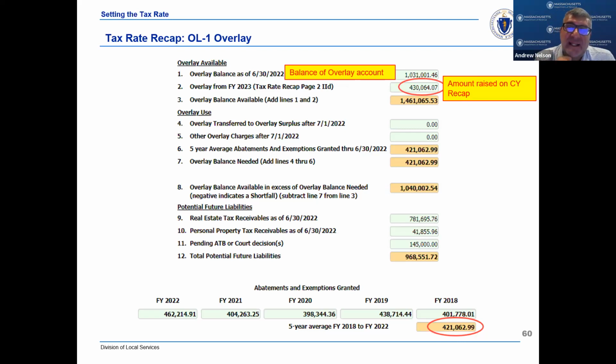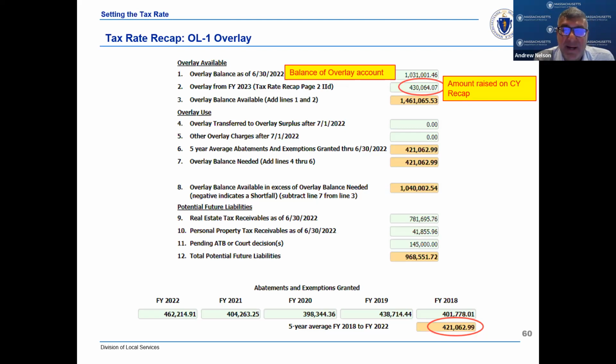So then we have, like I said, $1,461,065.53 available to us. Now we're going to look at what we've spent in the cycle. The first 2 lines are anything that was charged after June 30. June 30 was when the balance sheet was submitted as of. If you granted some abatements and exemptions since the tax rate, we want to know about them here because your balance is going to be a lot lower.